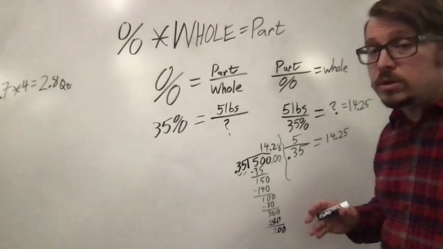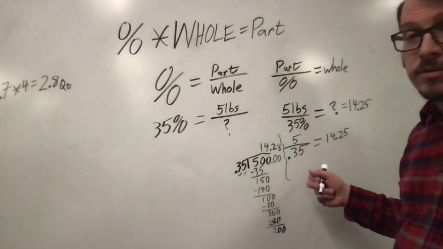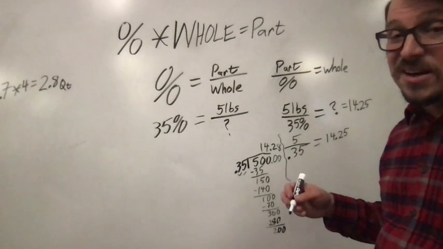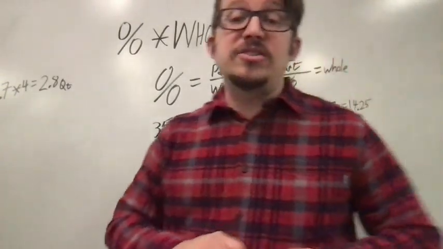So if we were rounding to the nearest quarter pound, 14.25 pounds, that's a lot of cookie dough. Why waste time baking it? Let's just eat the stuff.